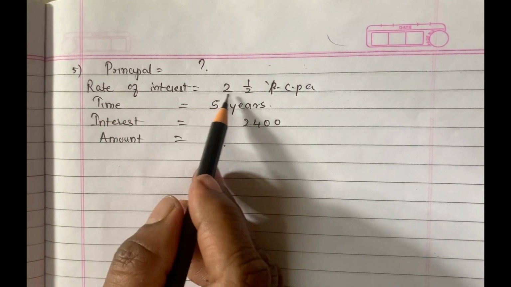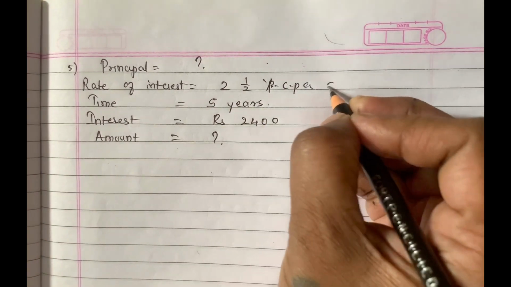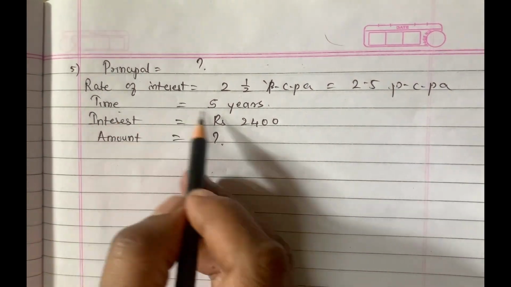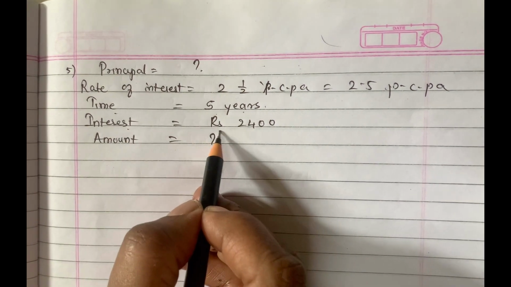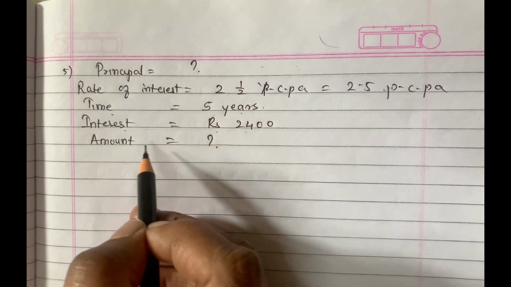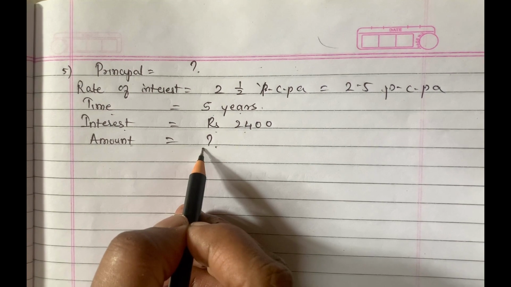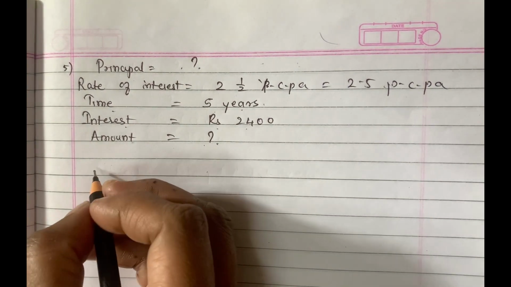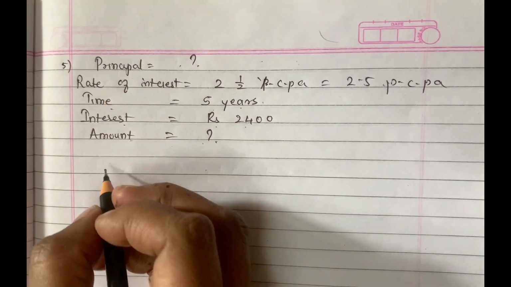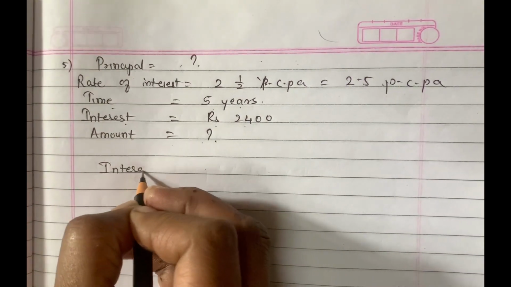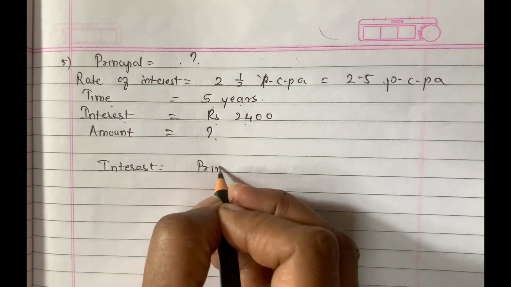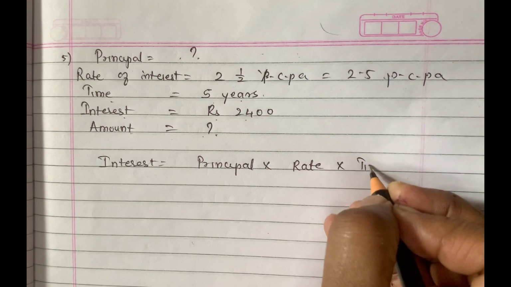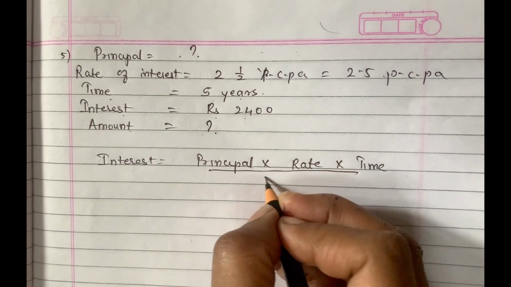Rate of interest is 2.5%. So we can write 2.5% per annum. Time is 5 years. Interest is rupees 2,400. We have to calculate amount. So here we have to calculate principal as well as amount. So here we will use the interest formula to find the principal. So first, interest equal to principal into rate into time upon 100.